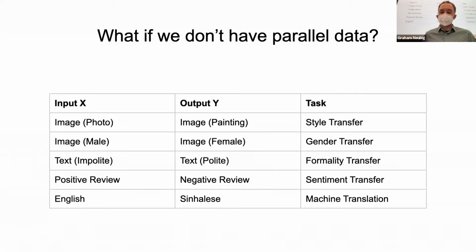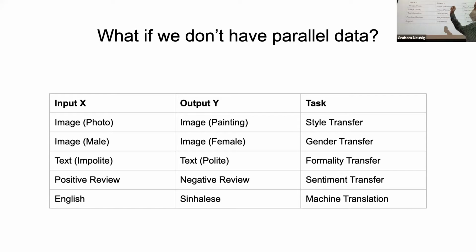So just to give a few examples of this, these are old slides. I modified the slides, but they disappeared somewhere, I guess. So I'll try to fill in the blanks. But so we have parallel data. What if we don't have parallel data?